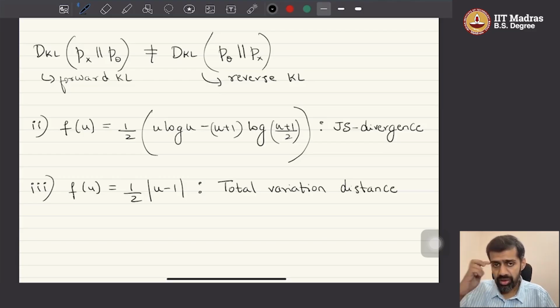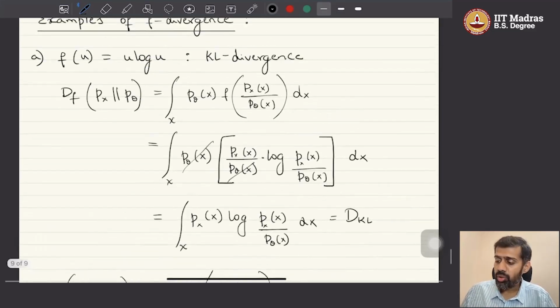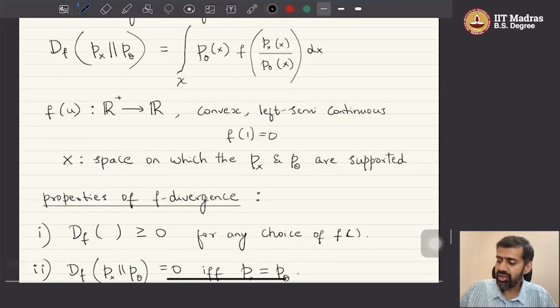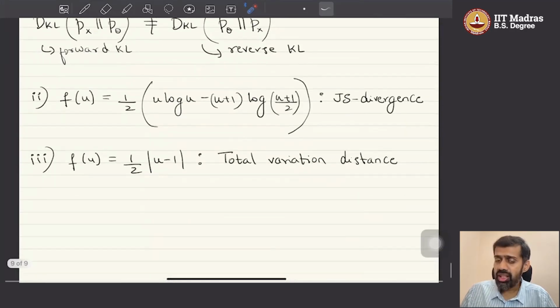By the way, all the f functions that we looked at obey these properties: they map from R plus to R, they are convex, and they are left semi-continuous with f of 1 equal to 0. One can easily verify that. The summary is that by choosing a particular f function, one gets access to an f-Divergence with certain properties. Different choices for the f function will lead to different divergence metrics, and therefore different properties in the way the generative model is going to be built.